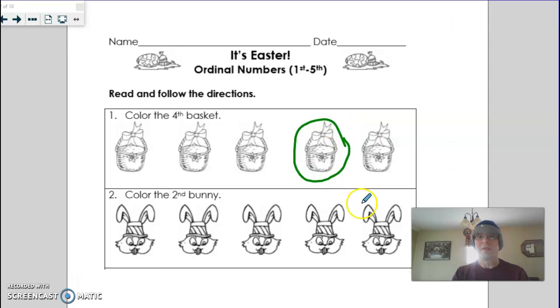Woo-wee. Yep. Let's count them all in ordinal numbers. First, second, third, fourth, fifth. Yeah, we got the fourth one, didn't we? Whoop, whoop, whoop, whoop, right there.